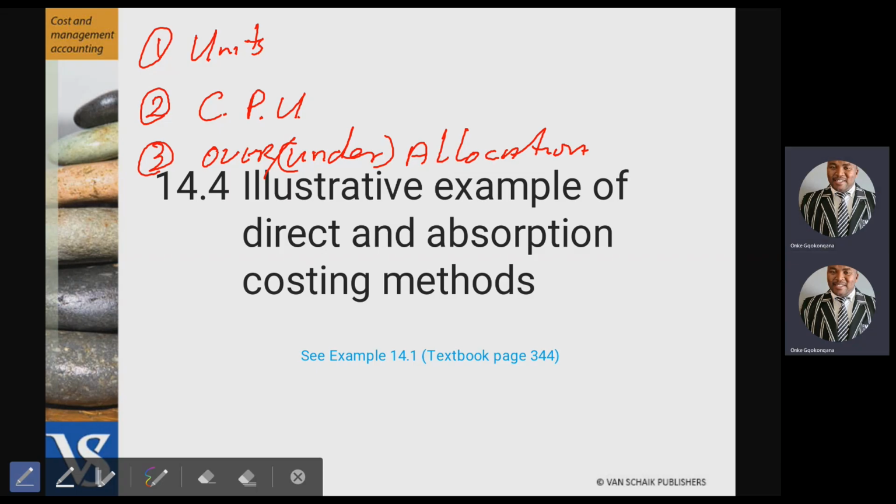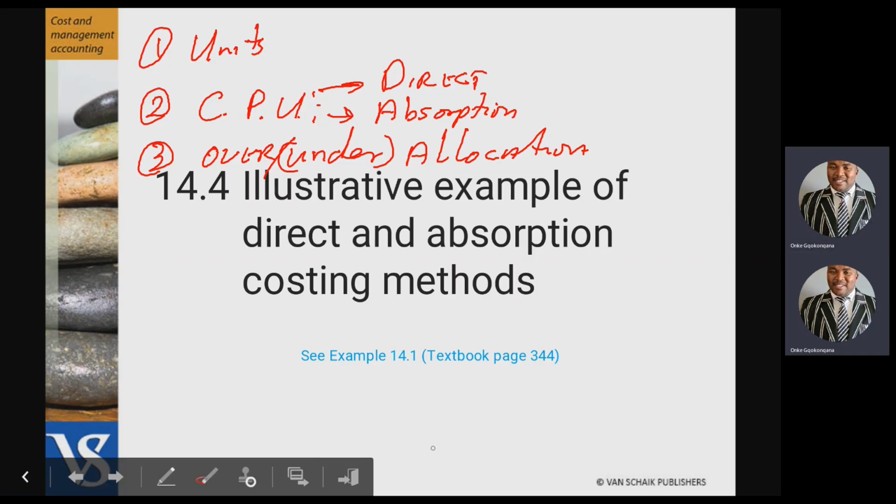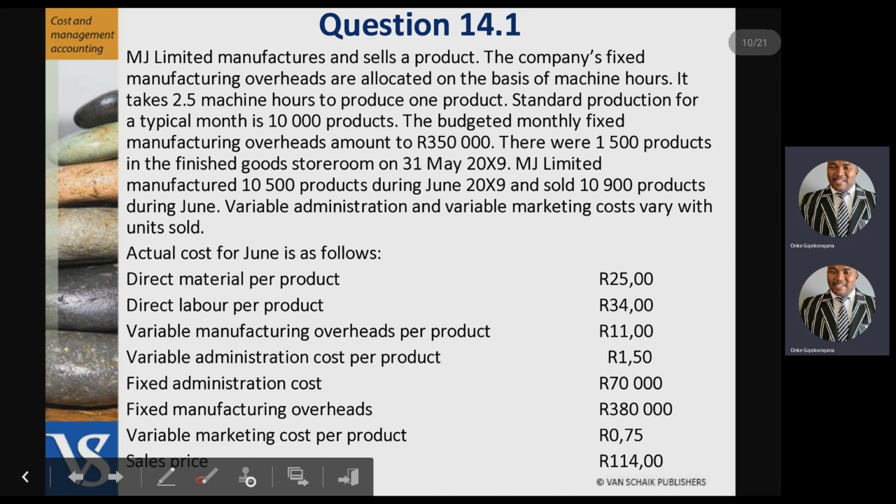Do your units calculation, cost per unit. Remember your cost per unit is going to be divided into 2. The first one will be as per the direct method. Then you'll also do the one for the absorption method. So these are the 2 sets of cost per unit that you have to calculate. So we'll look at this example and see how we are going to do that. It is the very first example in your textbook or questions.